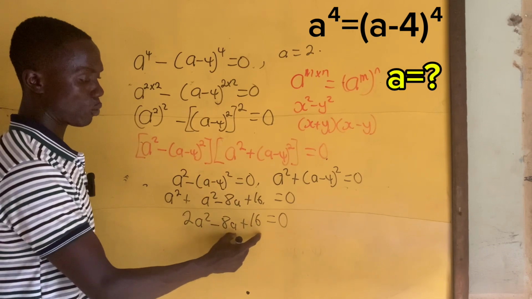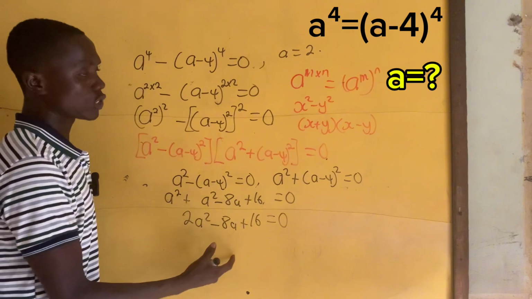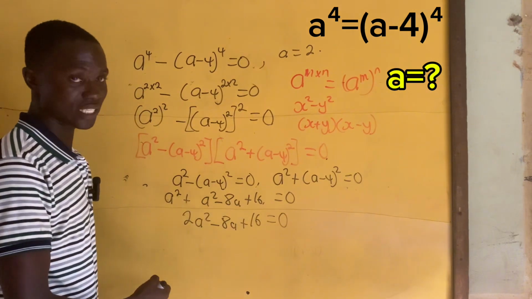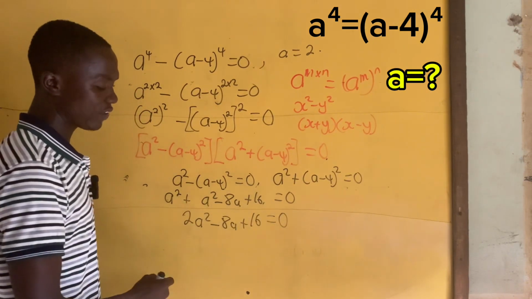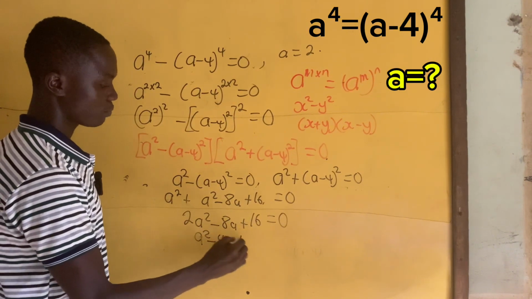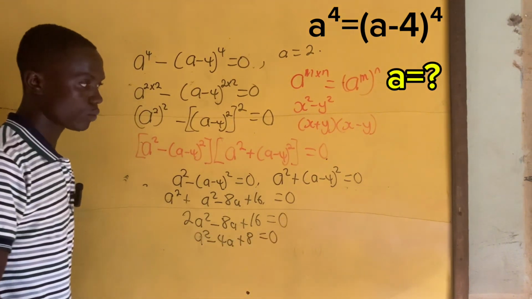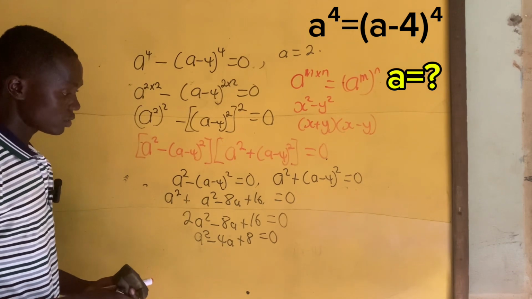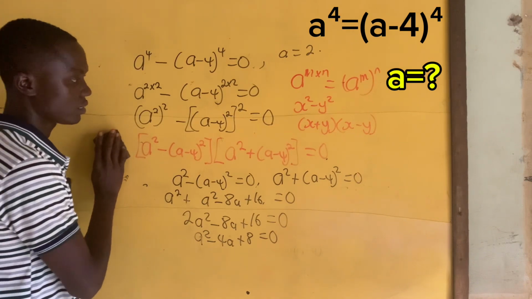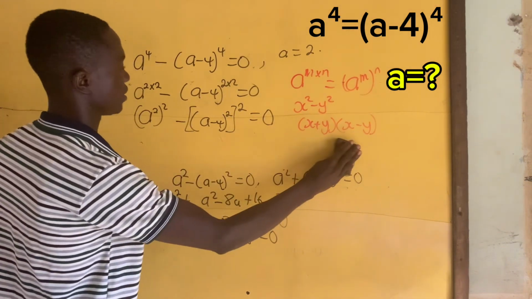Now, this is also a quadratic equation. We can solve this by completing the square or by formula, but I don't think we can factorize this. But we can reduce by dividing through by 2 to get a squared minus 4a plus 8 equals 0. Now, I don't want to use the quadratic formula. Let us solve by completing the square.